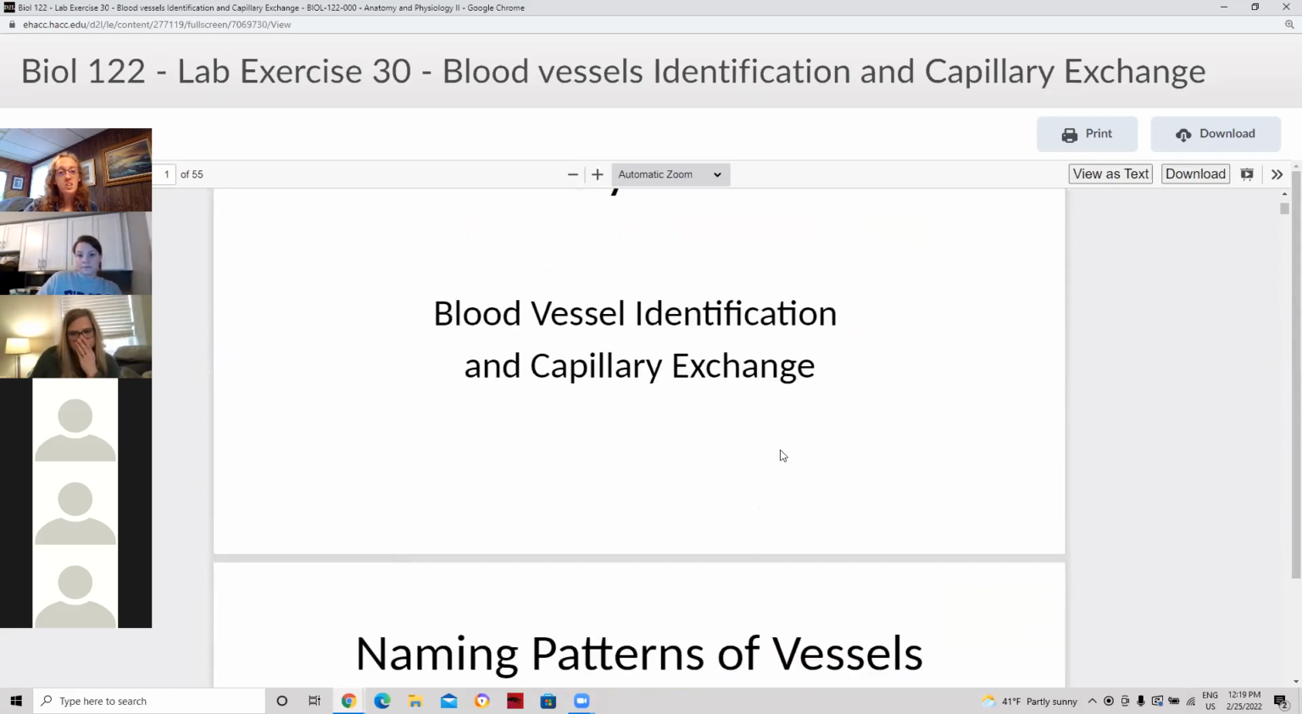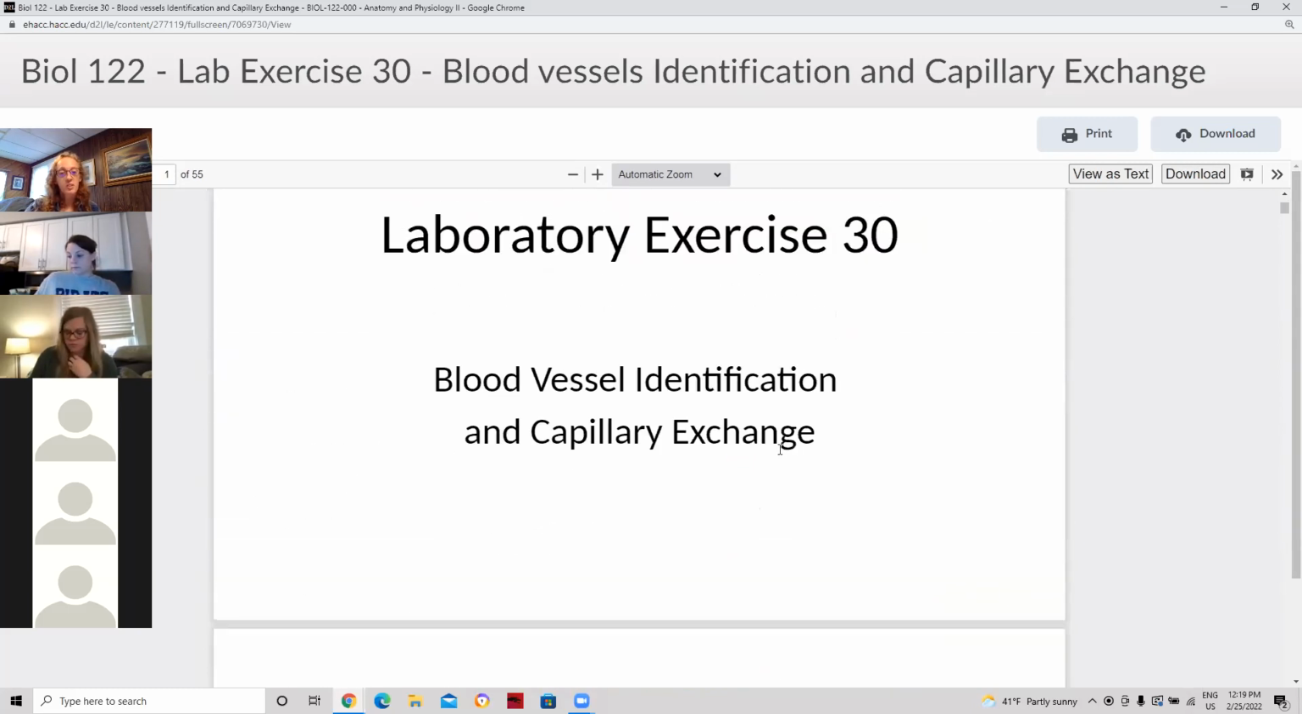So this lab specifically is talking about identifying the blood vessels, and the last part talks about capillary exchange. Those different pressures that we talked about last week are coming up again in this lab exercise.